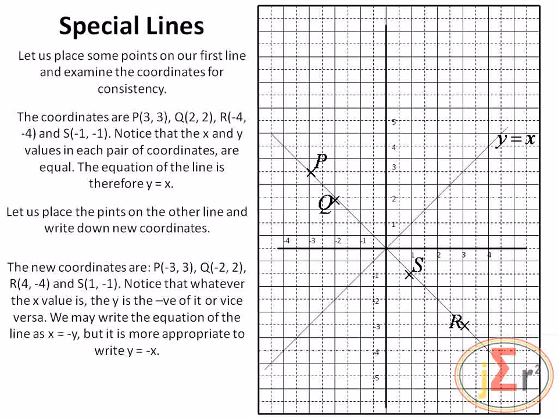Notice that whatever the x value is, the y is the negative of it, or vice versa. We may write the equation of the line as x is equal to negative y, but it is more appropriate to write y is equal to negative x. So that line is y is equal to negative x. Do not forget how the line slopes and generally the points that the lines are expected to pass through. These lines will come up, no doubt, somewhere again when we are working in our CSEC mathematics resources.